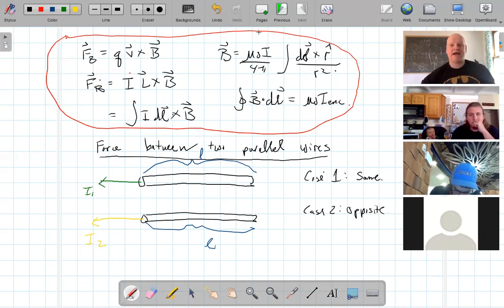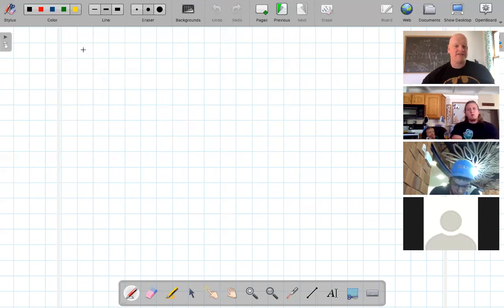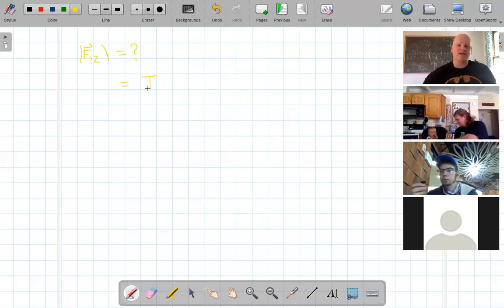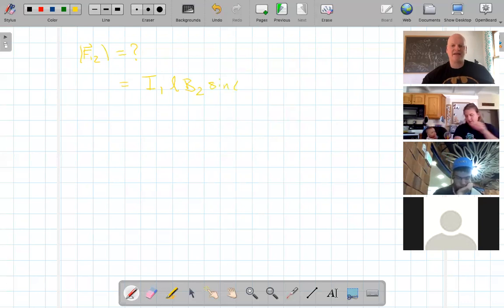So what we want to know here then is what is the force on wire one by wire two? So let's look at the magnitude of this first. What is this equal to? Well, we know that these are both straight wires. So this is going to be the current from wire one, since we're looking at wire one, times the length of wire one, which is L, times the magnetic field from wire two, times sine of the angle between the two. So this is our force.